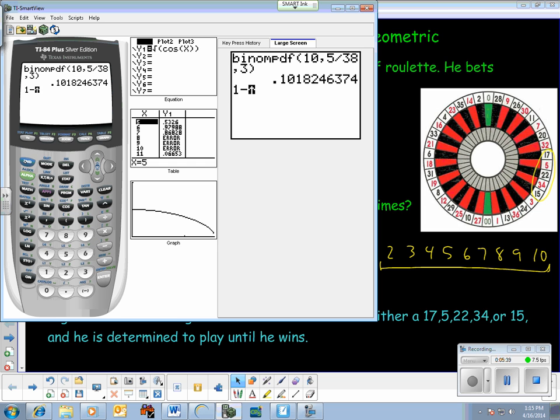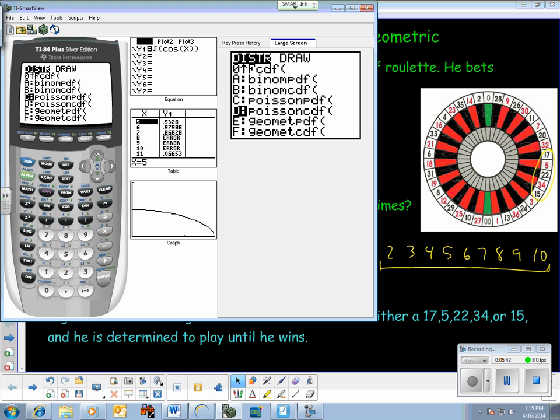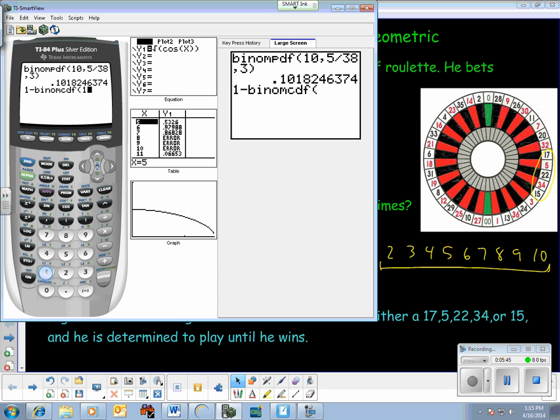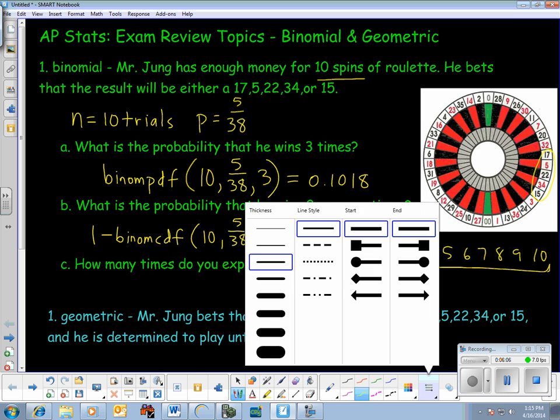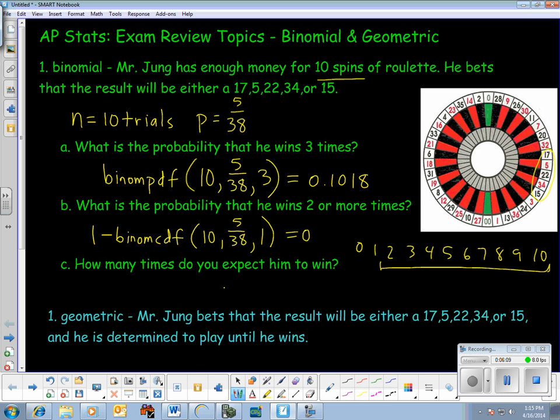1 minus distribution, binomial CDF, 10 trials, 5/38 probability of winning, and 1. So that's going to wrap up 1 and 0 in the same calculation, and then I'm going to subtract from 1. So I've got, let's call that 0.3864. This is the likelihood that I win 2 or more times. Okay, and then finally, how many times do you expect him to win?